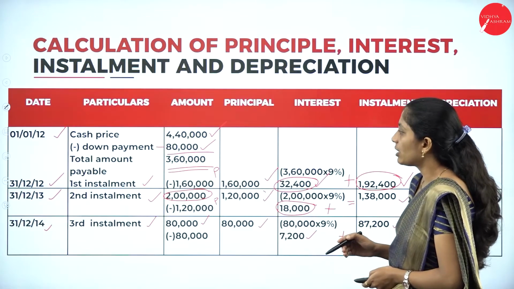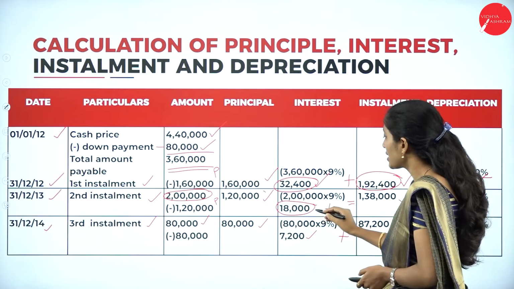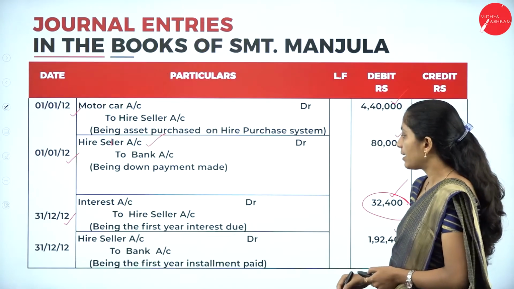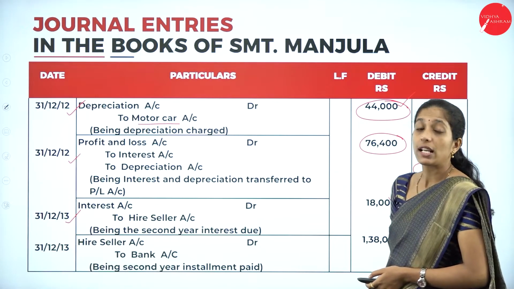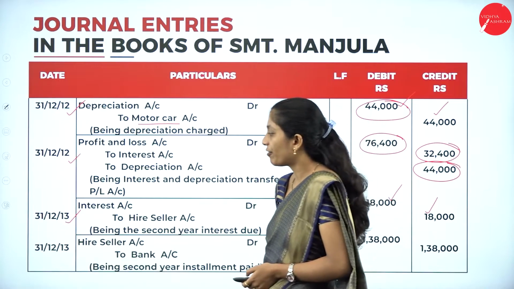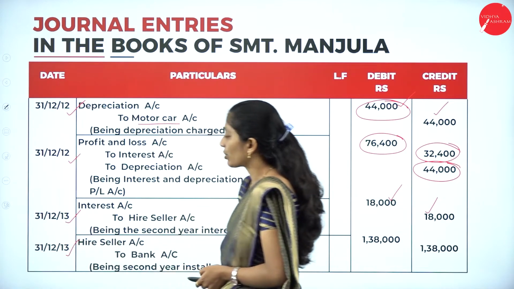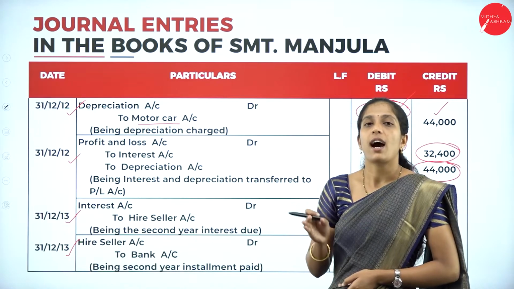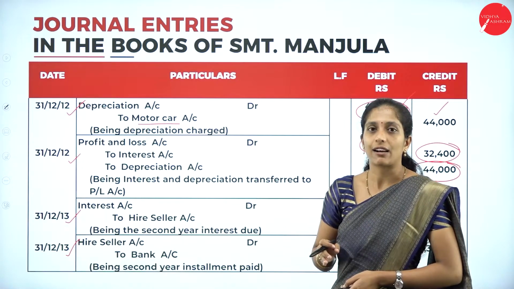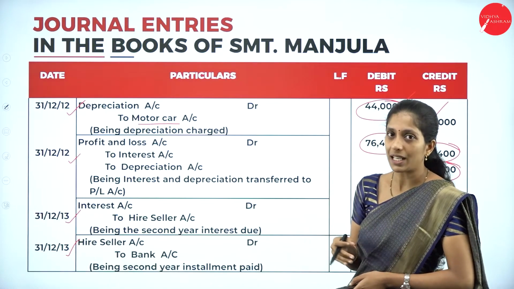Now, go through the amount. So, what is second year interest? That is 18,000. Record that amount. So, 18,000. Next entry is for what? Installment paid. That is end of second year, 31/12/2013. So, when installment is paid, what is the entry? Hire seller account debit to bank account being second year installment paid.